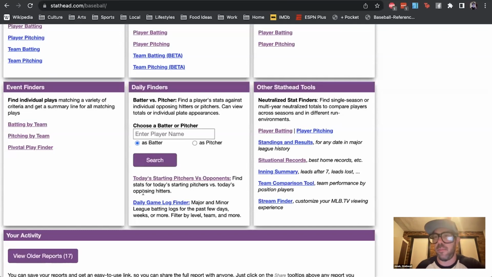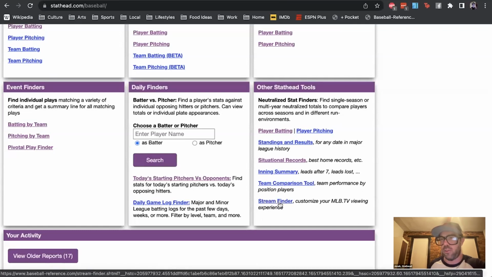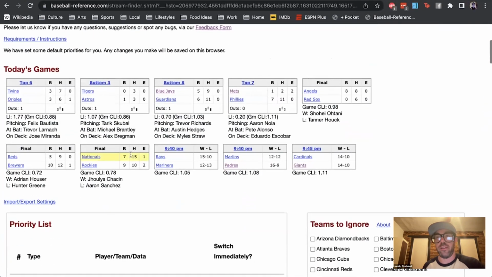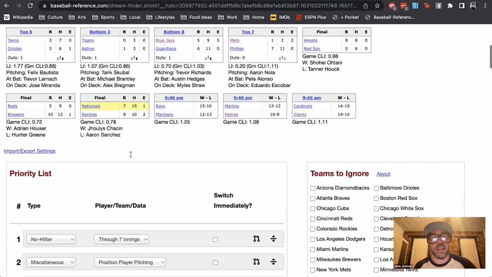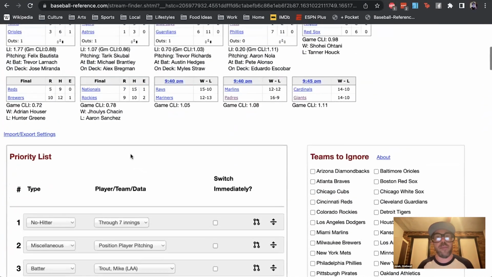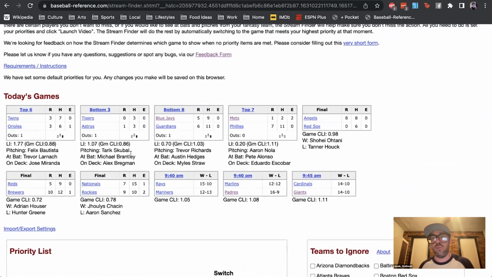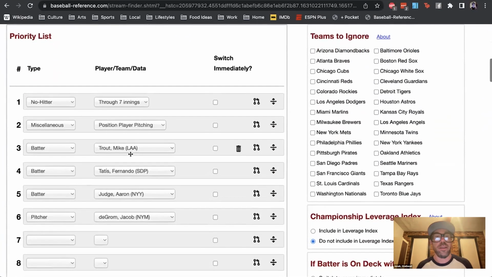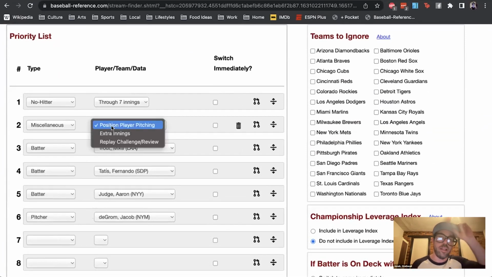One thing, if you watch MLB TV and you'd like an experience where it shows you the most relevant thing as it bounces around games, the Stream Finder, when you use it with MLB TV on desktop, will bounce from game to game as live games are happening to show you the most interesting action as decided by you. You set up your priorities list, and then you can set it based on the game situation, who's hitting, who's pitching, just kind of random stuff like extra innings or a position player pitching.